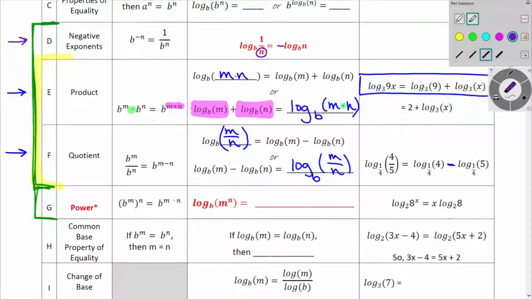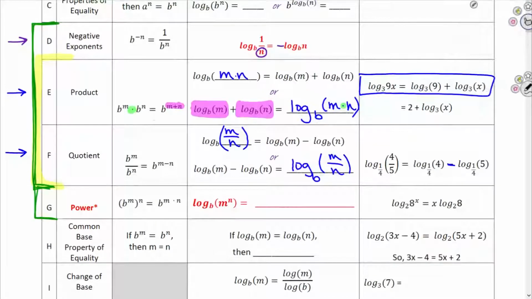I'm going to switch gears here and pick a new color to change gears, and talk about the power rule. That's a separate but equally important concept. The power rule is a little bit different for exponents and for logarithms. For exponents, b to the m to the n is where you multiply them together. That's true, but the power rule for logarithms behaves a little bit differently.